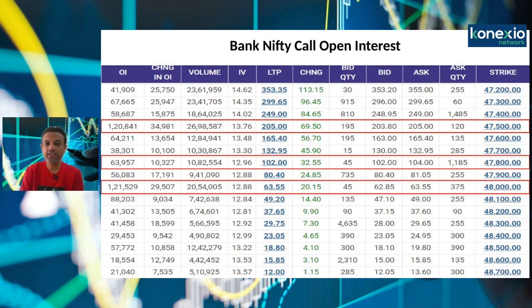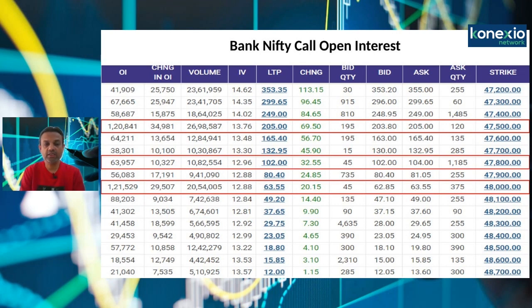But on an immediate basis, 47,500 could act as an immediate resistance or support at this juncture. If that is taken out decisively, then we might see Bank Nifty rallying towards the level of 48,000. Obviously, there could be an immediate next resistance around 47,800, but most probably on an immediate basis 47,500 could act as a very strong support. If it is taken out decisively and Bank Nifty closes above those levels, then it can rally towards 48,000.